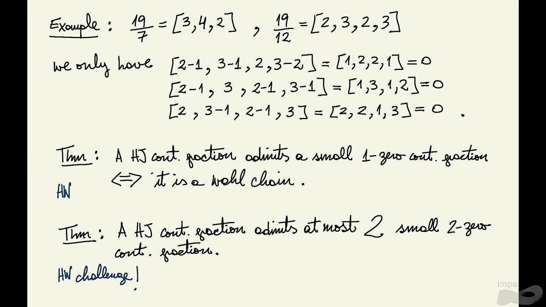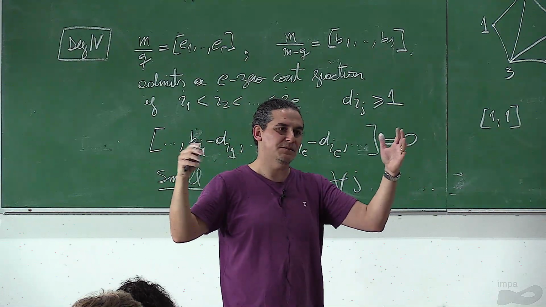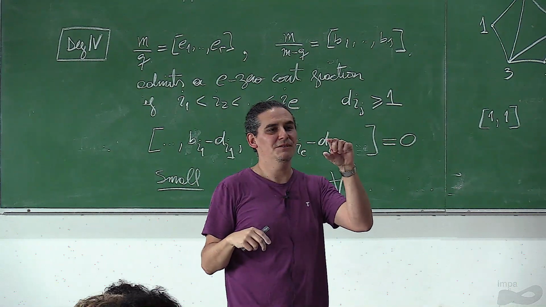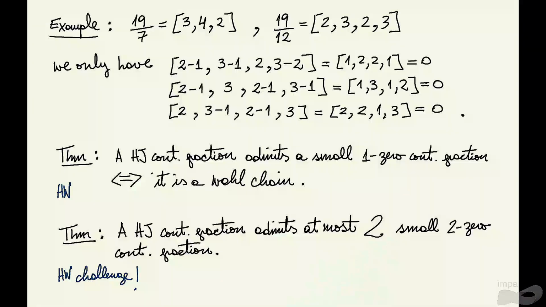A Hirzebruch-Jung continued fraction admits a small E0 continued fraction. So you have the dual. There is one position where you subtract 1 and you get 0. So that position has to be a 2. Otherwise, impossible to get 0. If and only if it's a Wahl chain.